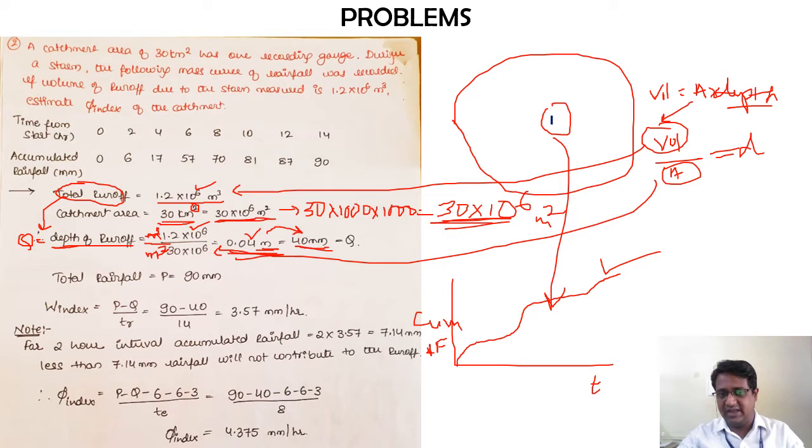So in the first step, I have converted the volume they have given into the depth of runoff as 40 millimeters. I hope it is clear for you. This is the first step that we have done over here.